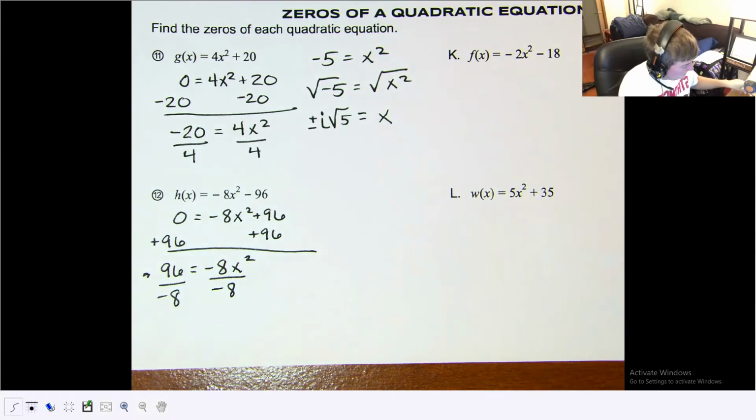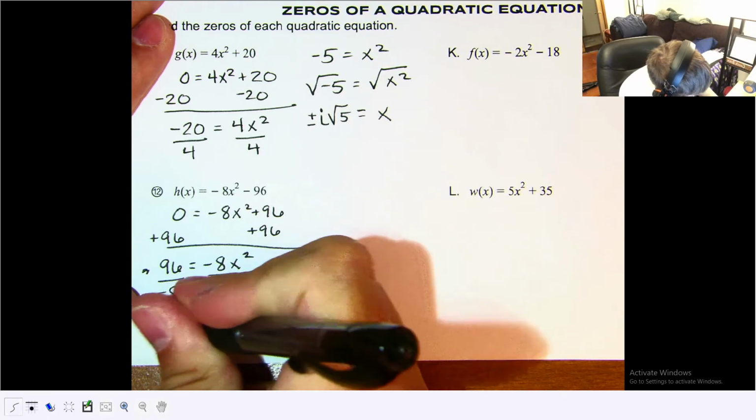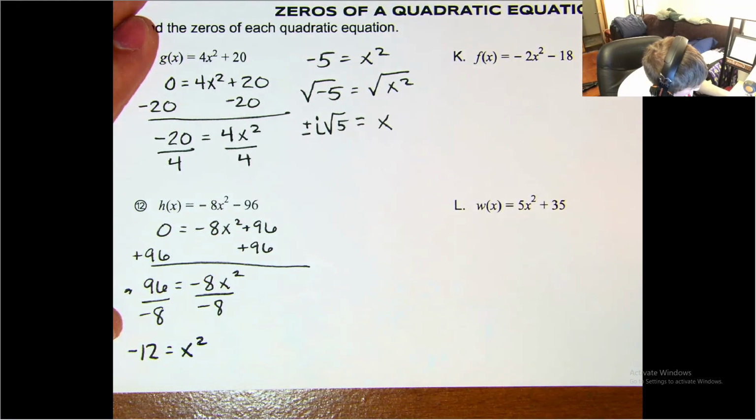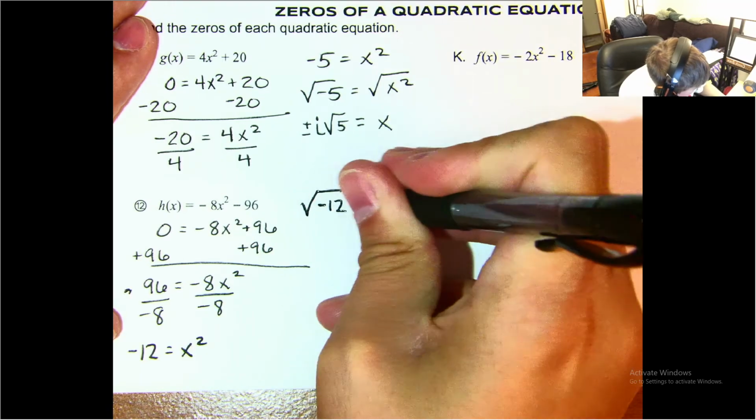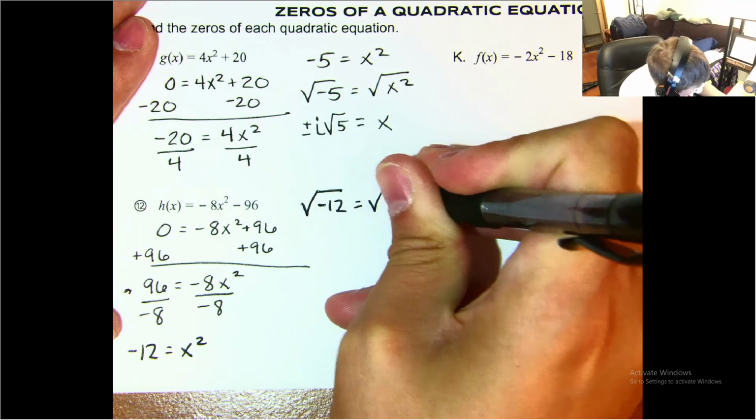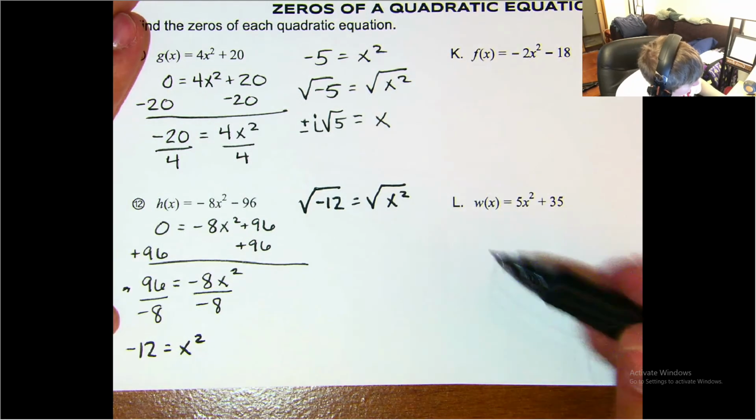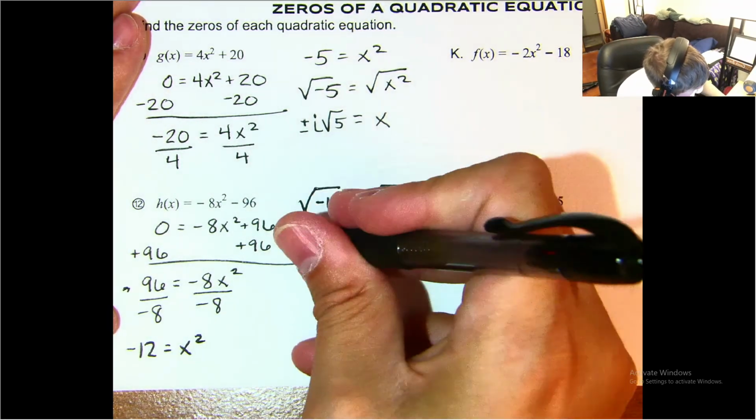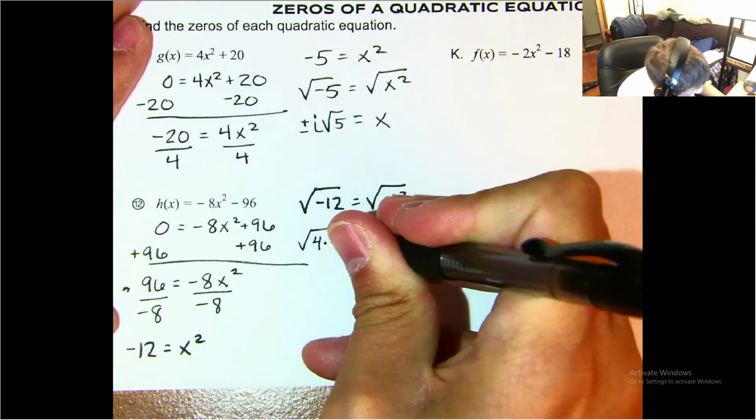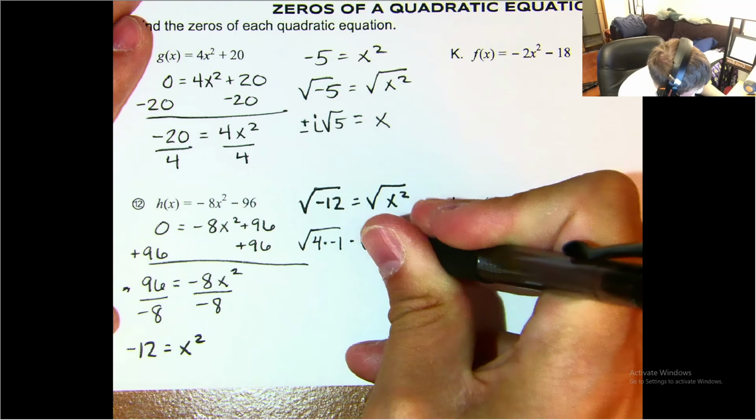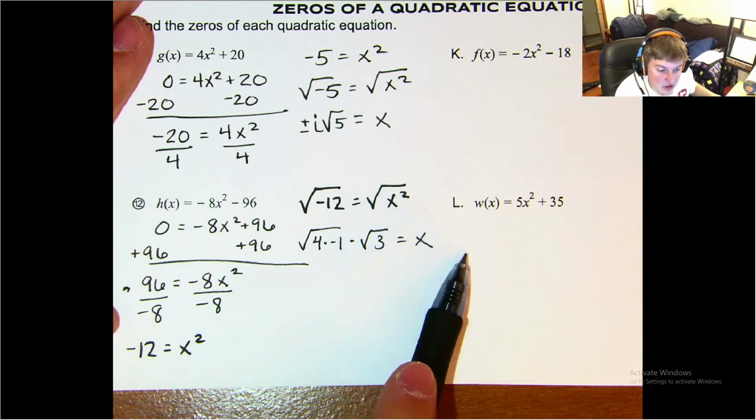All right, so we're going to say that negative 12 is equal to x squared. And then we take the square root of negative 12 is equal to the square root of x squared. All right, and so then we have to break this up into perfect squares and non-perfect squares. So this would be 4 times negative 1 times the square root of 3, because square rooting and squaring undo each other.